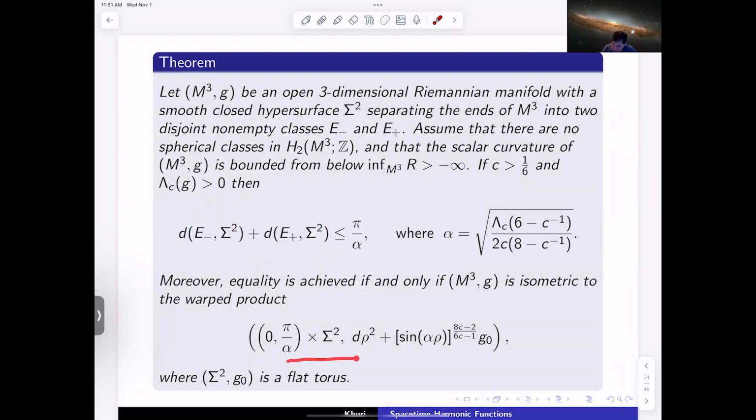And there is a rigidity statement that we're able to prove, because one of the nice properties of spacetime harmonic functions is that you can get splittings. Here, you don't have vanishing Hessian, but you have a Hessian which is proportional to the metric. And so from Cheeger-Colding's work, you get a warped product splitting naturally that comes out, where these are flat torus metrics in the cross sections.